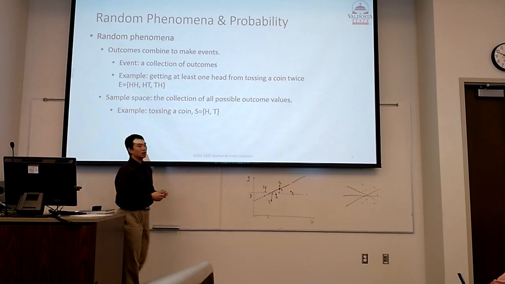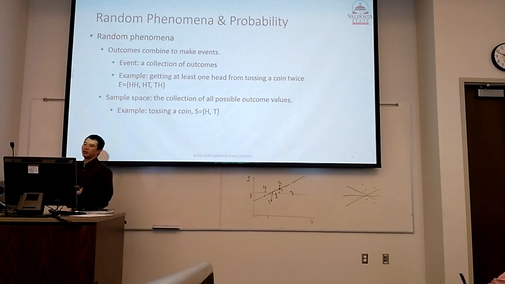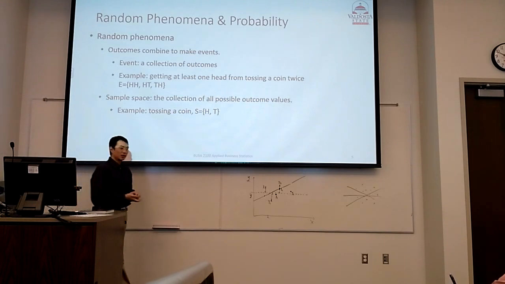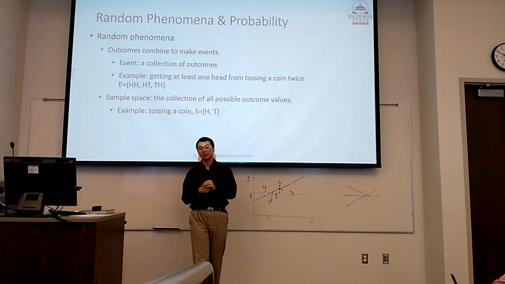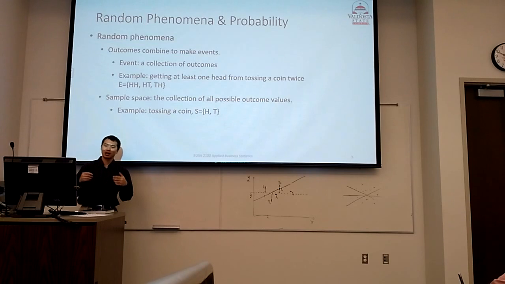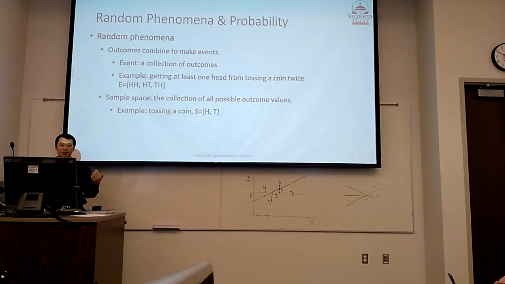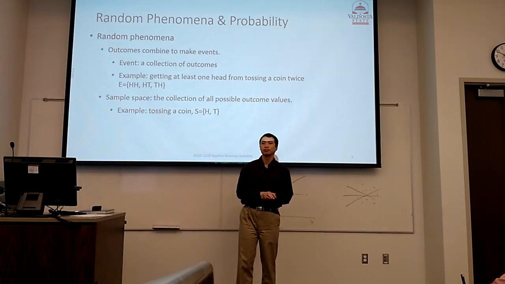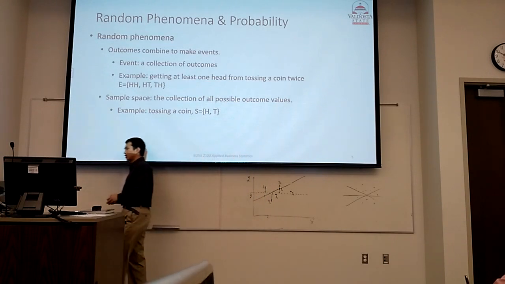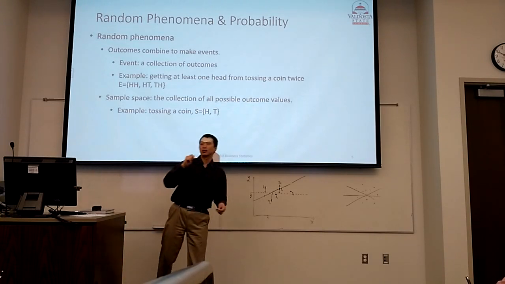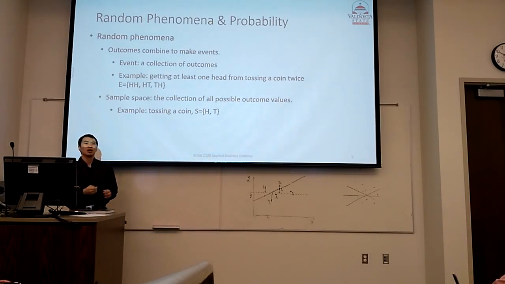Event. Outcomes combine to make events. So an event is a collection of outcomes. Okay. One example. So if I toss a coin twice, I'm interested in, can I get at least one head from the two tosses? That's the event. I'm interested in the event that I get at least one head from tossing the coin twice.